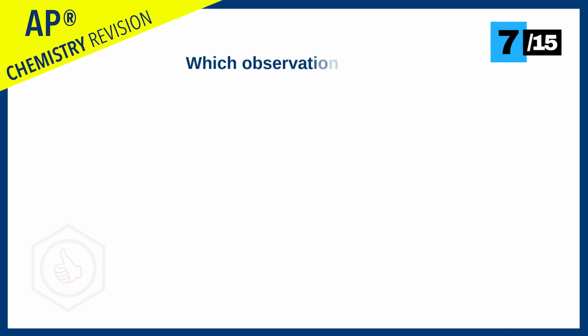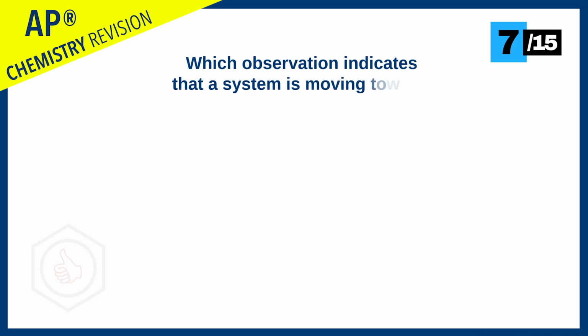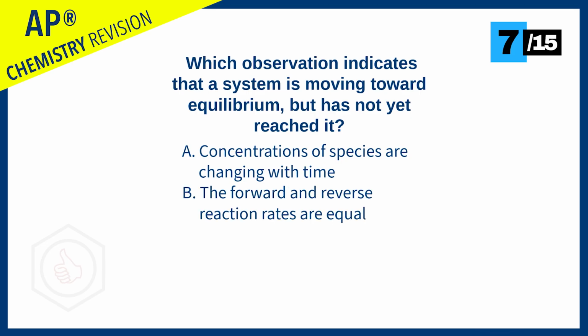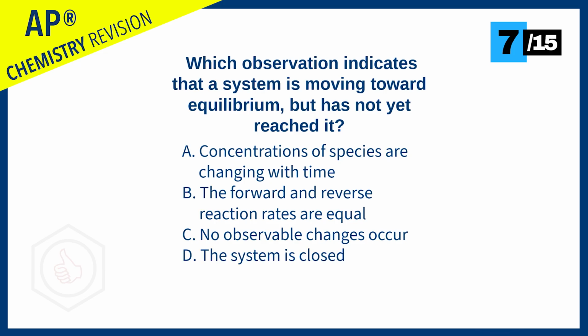Now, which observation indicates that a system is moving towards equilibrium but has not yet reached it? Concentrations of species are changing with time, the forward and reverse reaction rates are equal, no observable change occurs, or the system is closed.